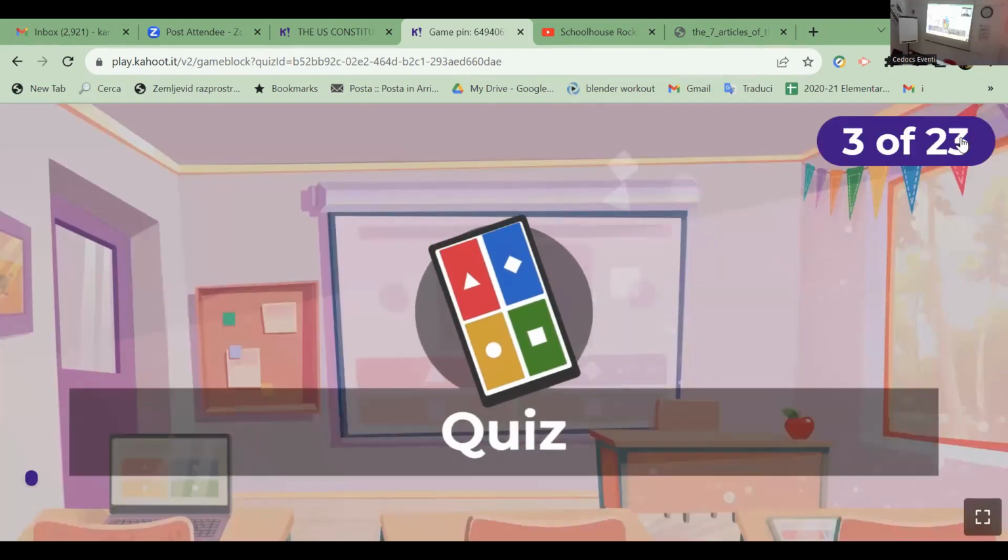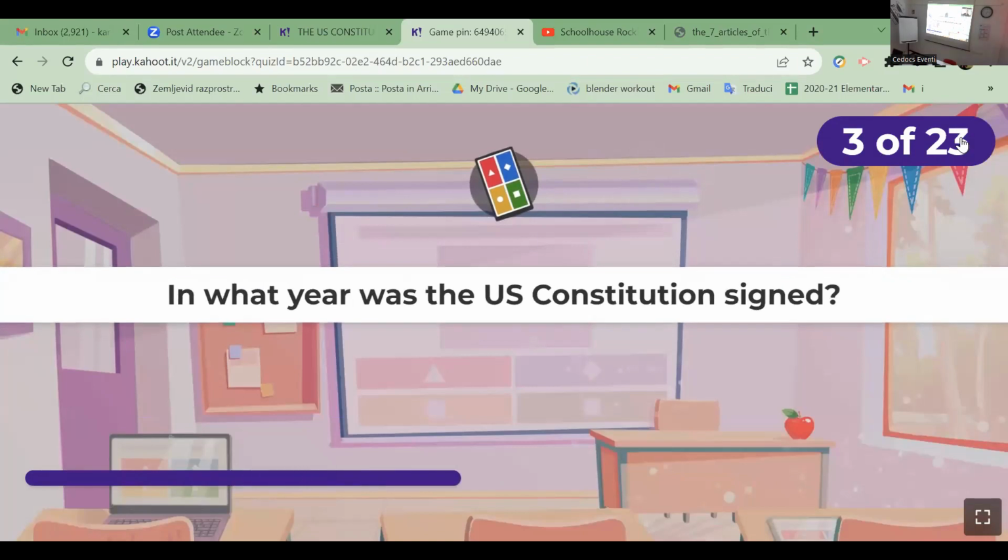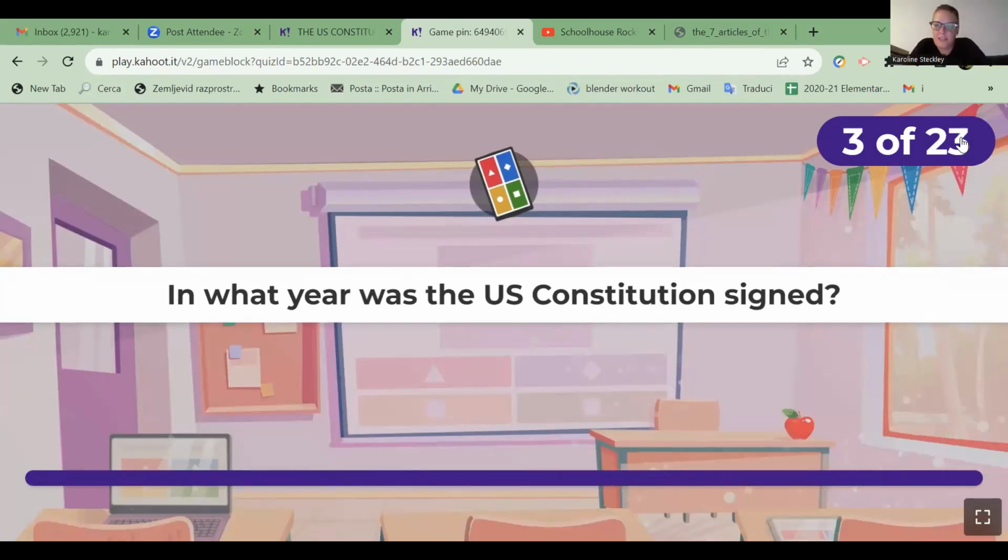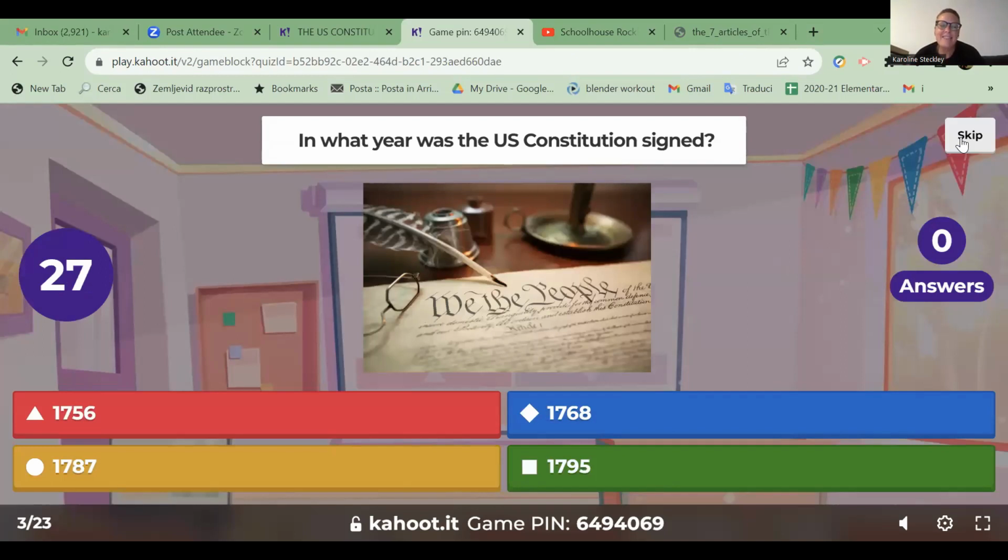Whoa, super. In what year was the U.S. Constitution signed? Did you listen when I was talking? Was it red, 1756; yellow, 1787; blue, 1768; or green, 1795?